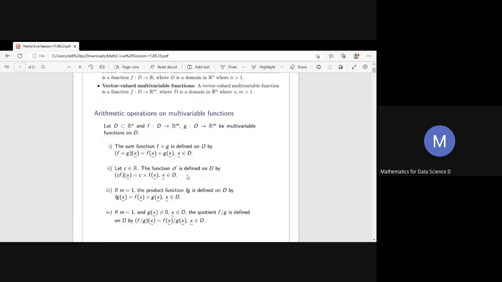scalars. Okay, and what are the arithmetic operations we can define for these functions? Here you see that for multivariable functions f and g, you can define the sum and the scalar product. But when it comes to multiplication or division, be careful that your m should be equal to 1, and also of course for division your denominator should be non-zero. So remember that your m should be 1 for product and quotient. Okay, fine.